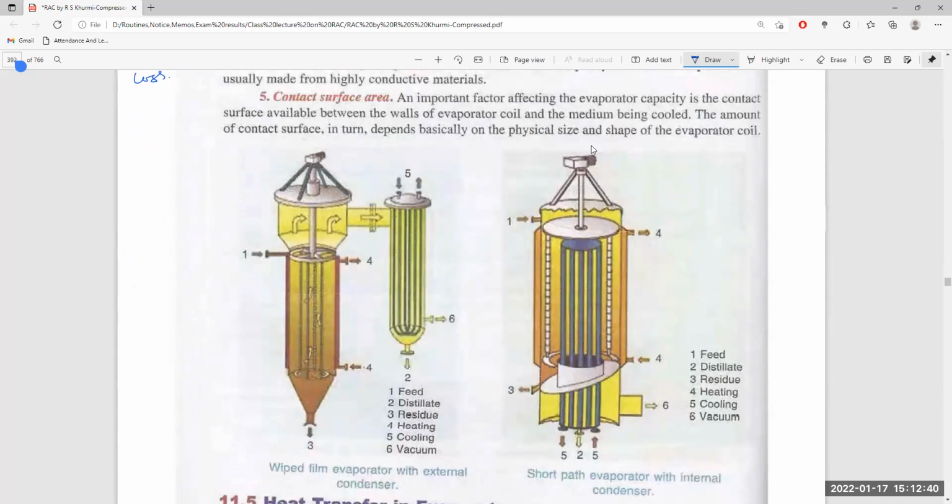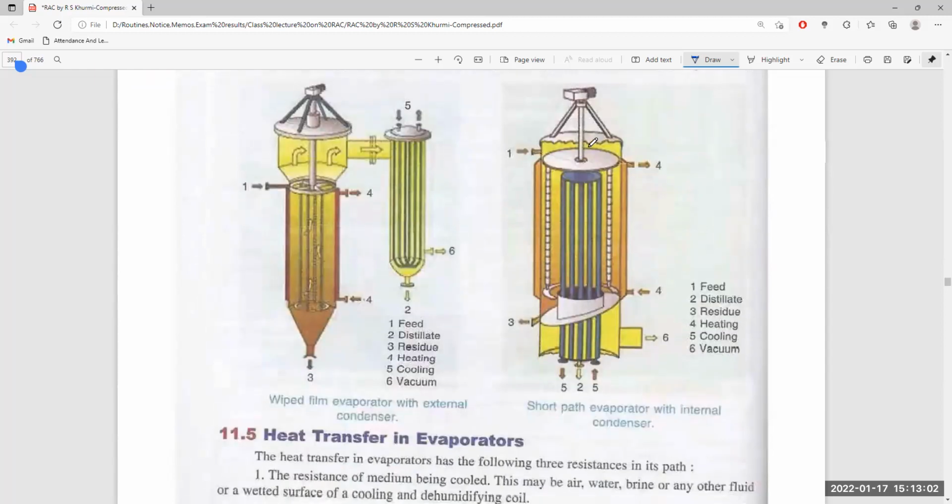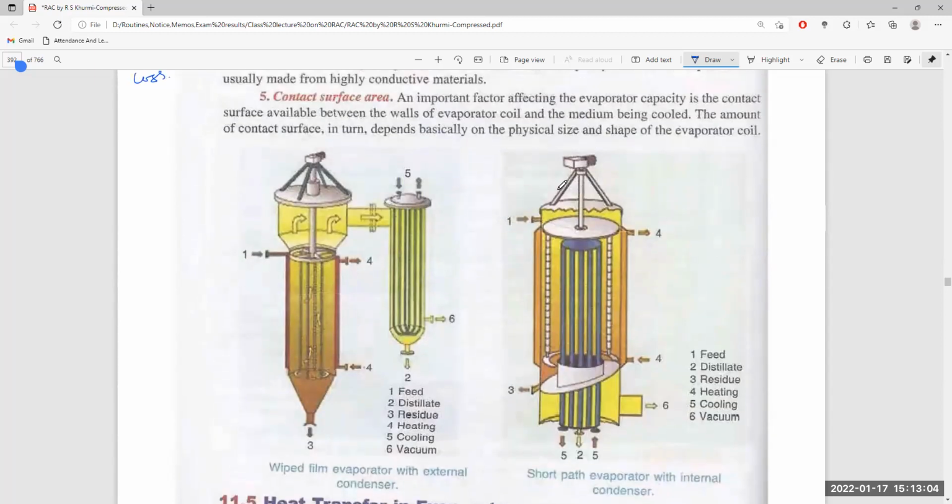Contact surface area. An important factor affecting the evaporator capacity is the contact surface area between the walls of the coil and the medium being cooled. How much contact is there between the evaporator wall and the medium to be cooled? The amount of contact surface area depends basically on the physical size and shape of the evaporator coil. The longer and bigger the evaporator coil, the bigger the contact surface and the bigger the amount of heat transfer.